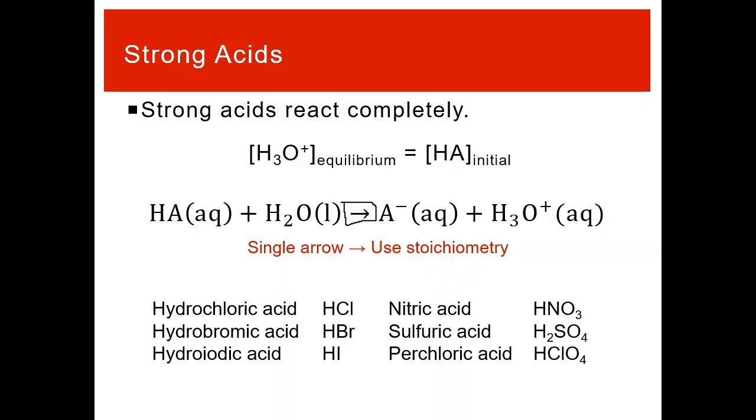Whatever acid molecules you start with, right? 1 mole of acid molecules produces exactly 1 mole of hydroniums when it dissolves. So you can use that stoichiometry. You don't need to worry about an ice table or anything like that.